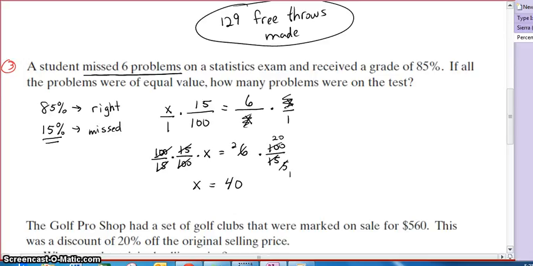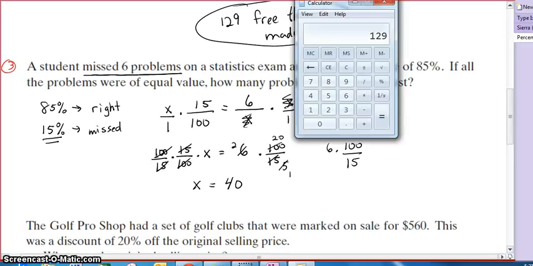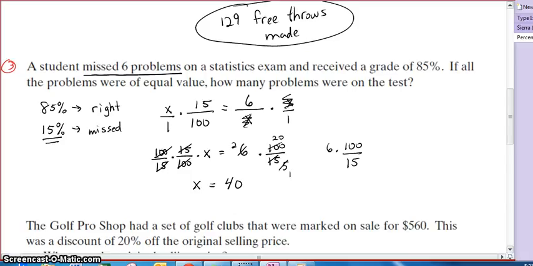Now I can put these into my calculator, right? I could have done the 6 multiplied by 100 and divided by 15 in my calculator. I didn't because I'm using my number sense. I'm applying different rules that we already know. I know how to reduce fractions, so I'm going to do that. So this means x equals 40 is how many problems were on the test.